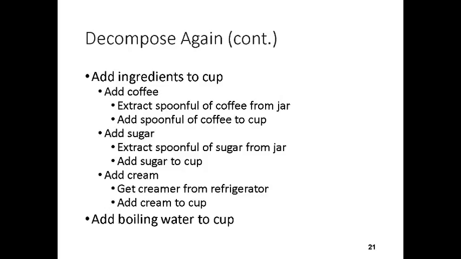Okay, so we can go even further, decompose the subtask of add ingredients to a cup. So we can have add ingredients to cup, such as add coffee. That could include extract a spoonful of coffee from jar, add spoonful of coffee to the cup, and so on and so forth. Okay, so I'm sure you get the picture. You can break each of these down into smaller and smaller subtasks. Okay, so let's move on to discussing the different formats for hierarchical task analysis.